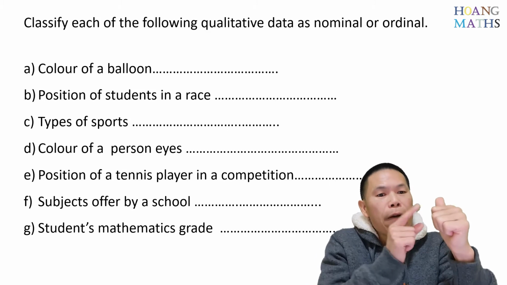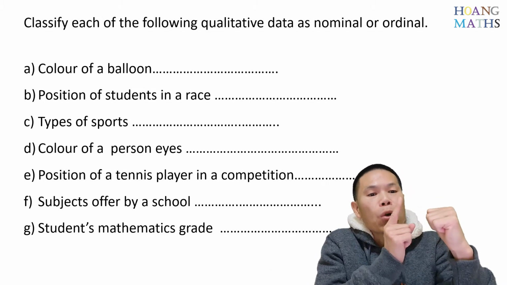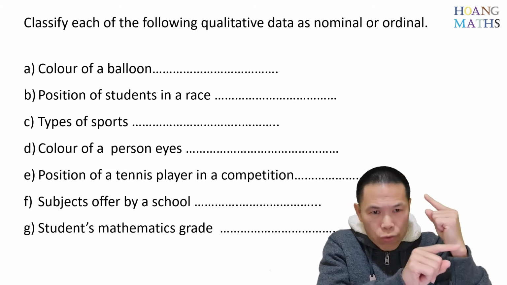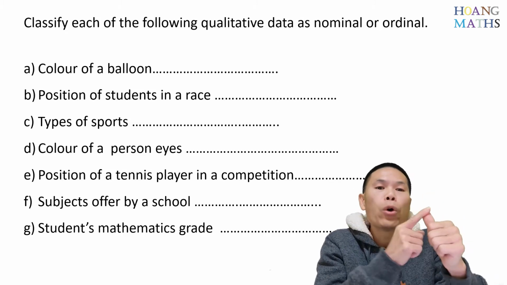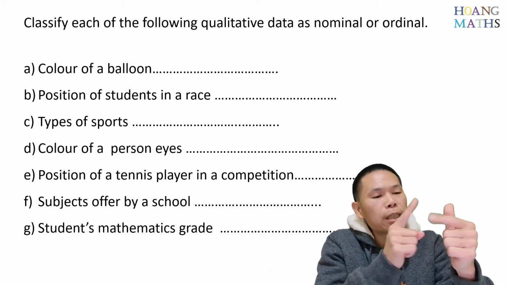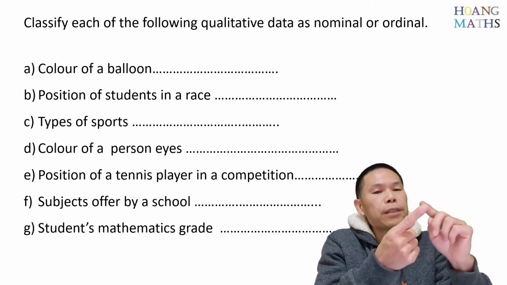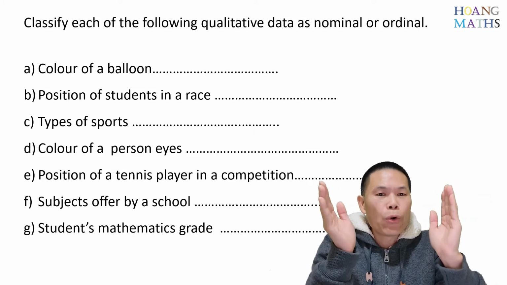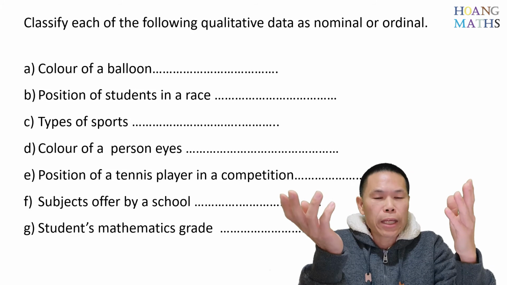Okay, remember, first thing is nominal is no ranking. Okay, ordinal is ranking. Just remember, how do you remember this? Ordinal, just think of ordinal numbers. Okay, ordinal numbers are first, second, third, fourth, fifth, sixth, and seventh, and so on. So they are ranking. So therefore, nominal must be not ranking, right?